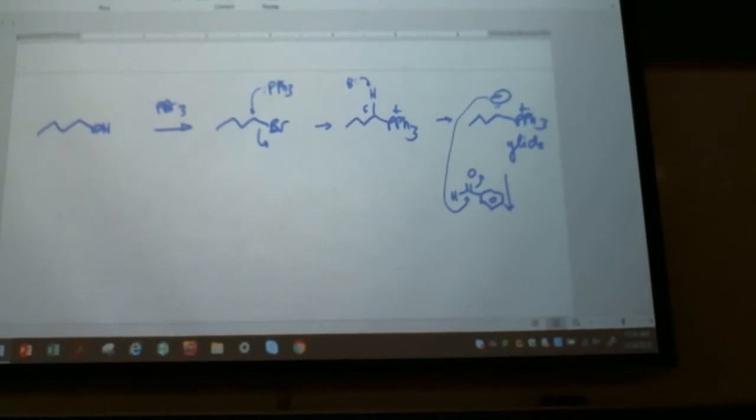So basically what we have is we're going to end up forming a bond right here between this carbon and this carbon, which is then connected to this. Initially, we have the triphenylphosphine and the oxygen, but that leaves and forms a double bond here. So that is your Wittig reaction.